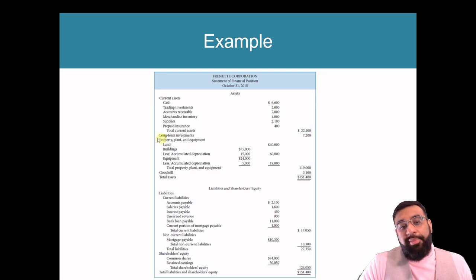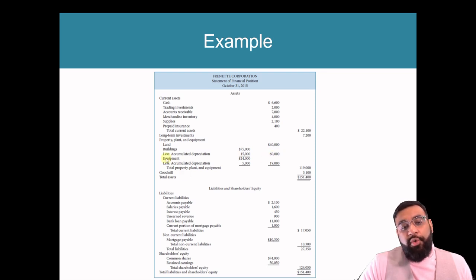Then we have property, plant, and equipment. So land is never depreciated, it goes into this column over here. However, now we're going to calculate the actual carrying amount of the building and the equipment. So the carrying amount, the formula is the cost minus the accumulated depreciation. So we're saying the building's cost is $75,000. However, the accumulated depreciation is $15,000. So 75,000 minus 15,000 gives us 60,000.